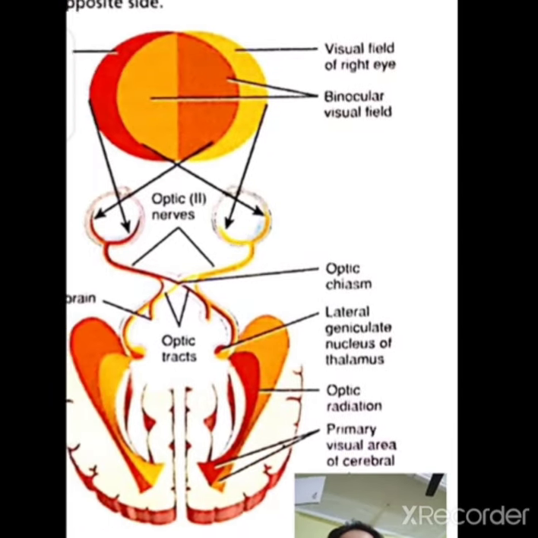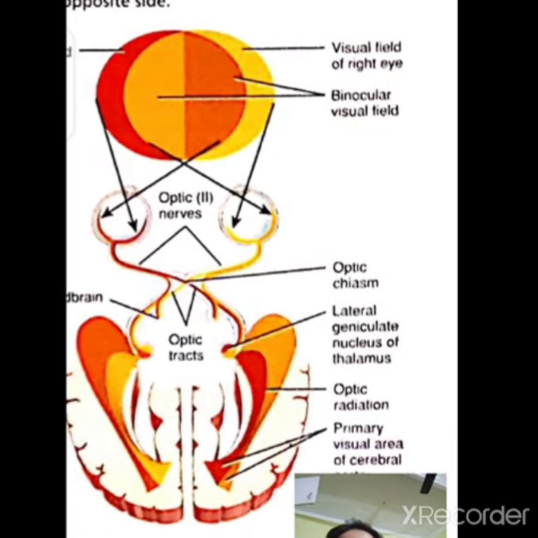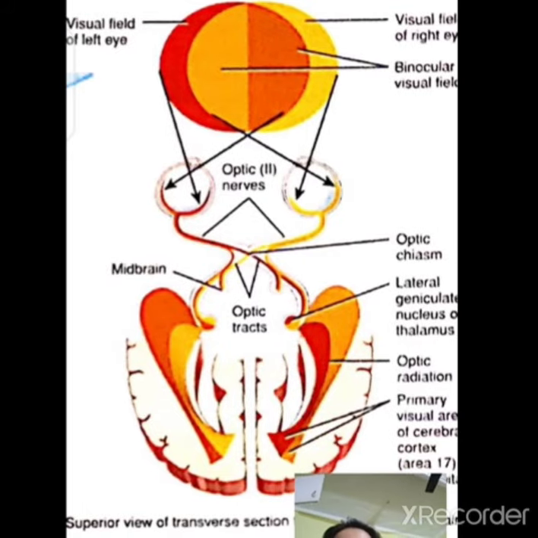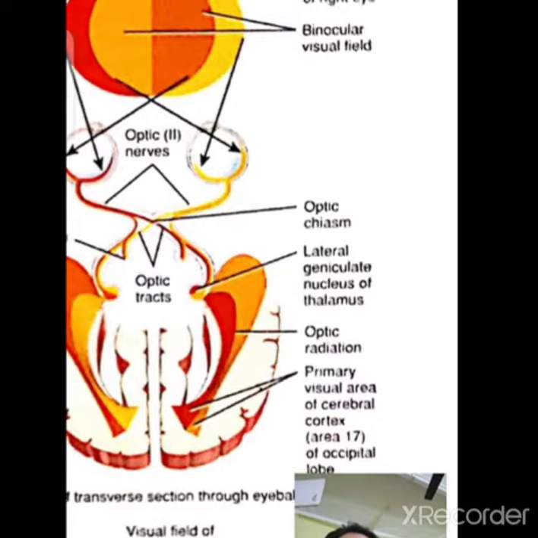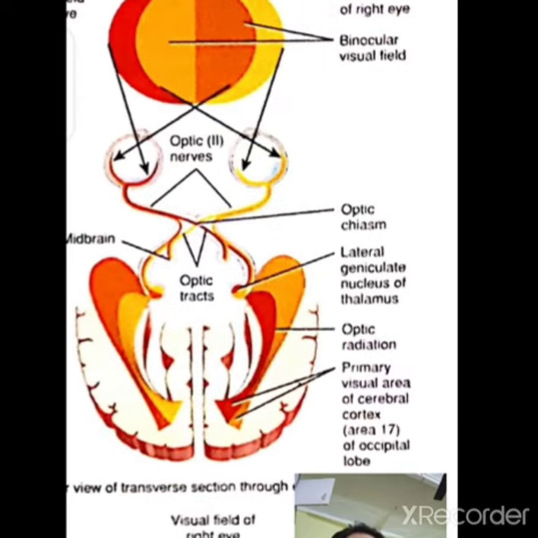Then you can see the binocular visual field like this, from the right field to the left side, from the left field to the right side. This is the field made by both the eyes. Then there is a crossover through the optic nerves. There is a crossover at the optic chiasma. Then this is taken to the lateral geniculate nucleus of the thalamus. This is the lateral geniculate nucleus.